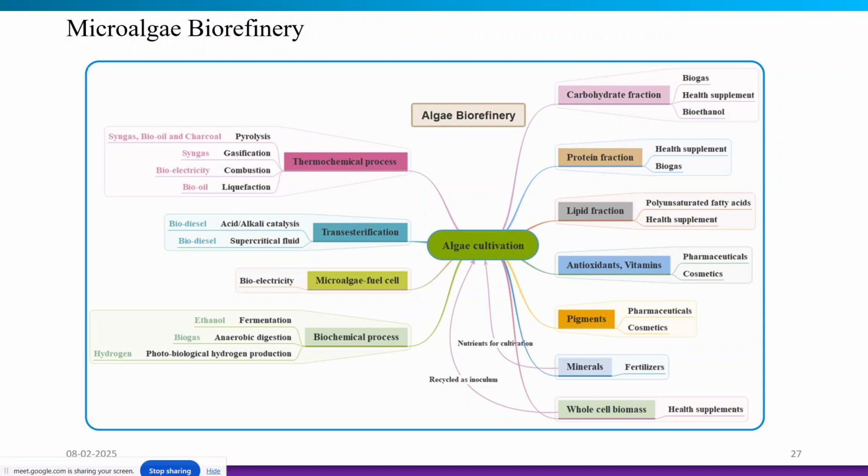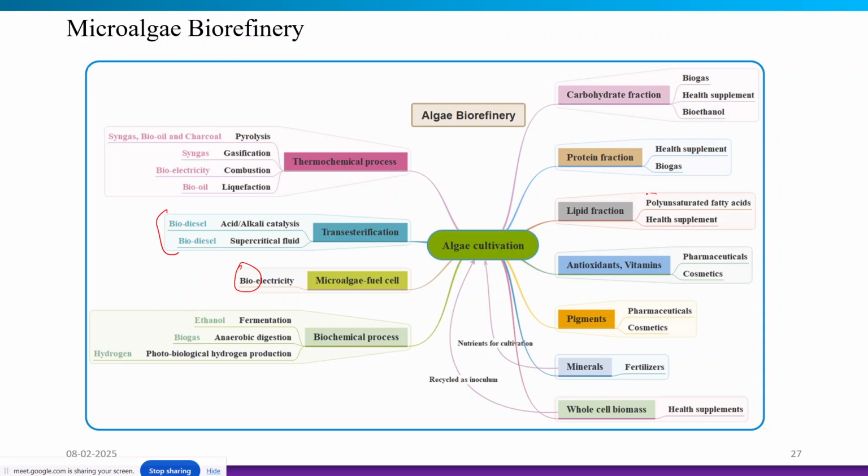So you can see, after the microalgae cultivation, when we are going for the thermochemical processes, we will get syngas, bio-oil, charcoal, bioelectricity. Transesterification, mostly we are getting the biodiesel production. Microalgae fuel cell, from the fuel cell we will also get bioelectricity. And when we are going for the carbohydrate fractions, from that we are getting biogas, also health supplement and bioethanol. Protein fraction, health supplement and biogas.